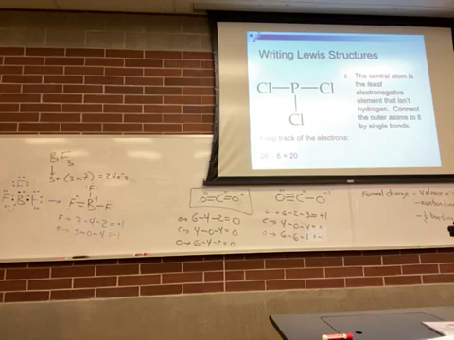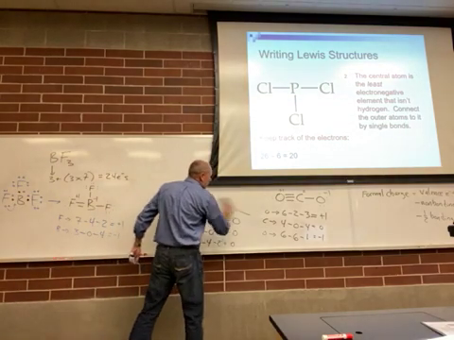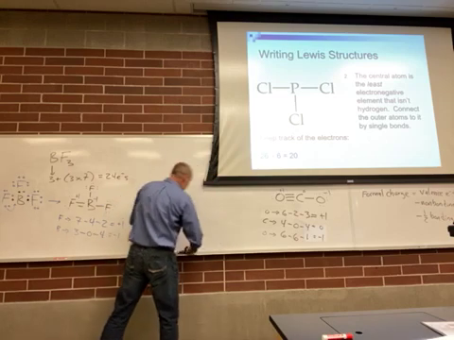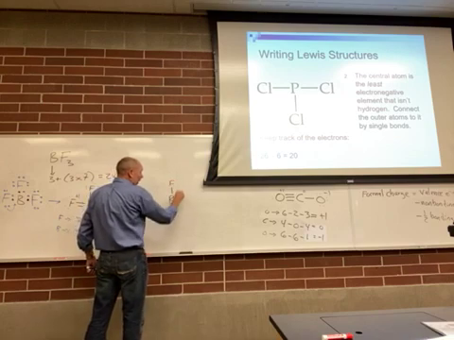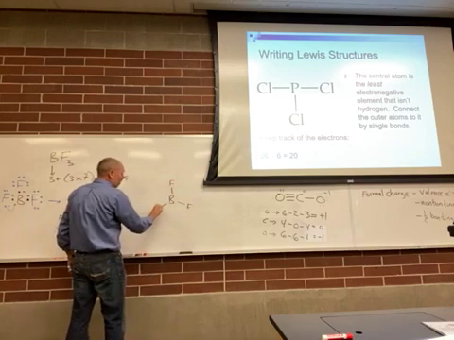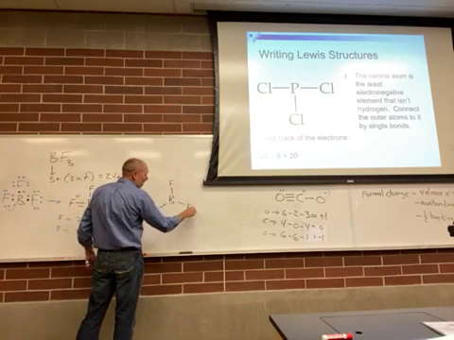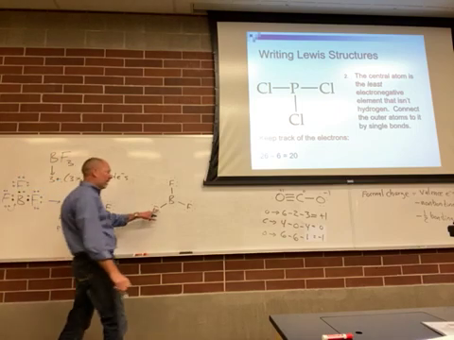I tricked you. Watch what happens if I don't assume boron follows the octet rule. If I just do boron, fluorine, fluorine, fluorine, again, 24 electrons.